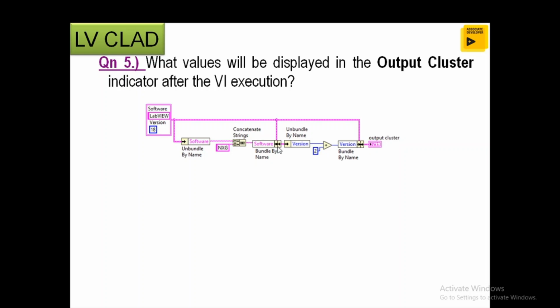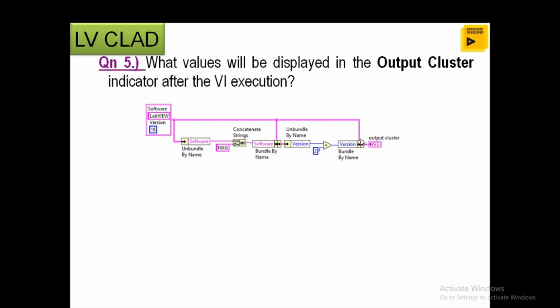And when you go for unbundle by name, again I'm making a cluster as the unbundled one, and here I'm manipulating the version name. Here I'm manipulating only the software name, and here I'm manipulating the version name. The version name is present in the cluster, so as per this question and this output, LabVIEW NXT is there and the version is 18. That 18 alone is going to be added with the 2, then finally we'll get 20.